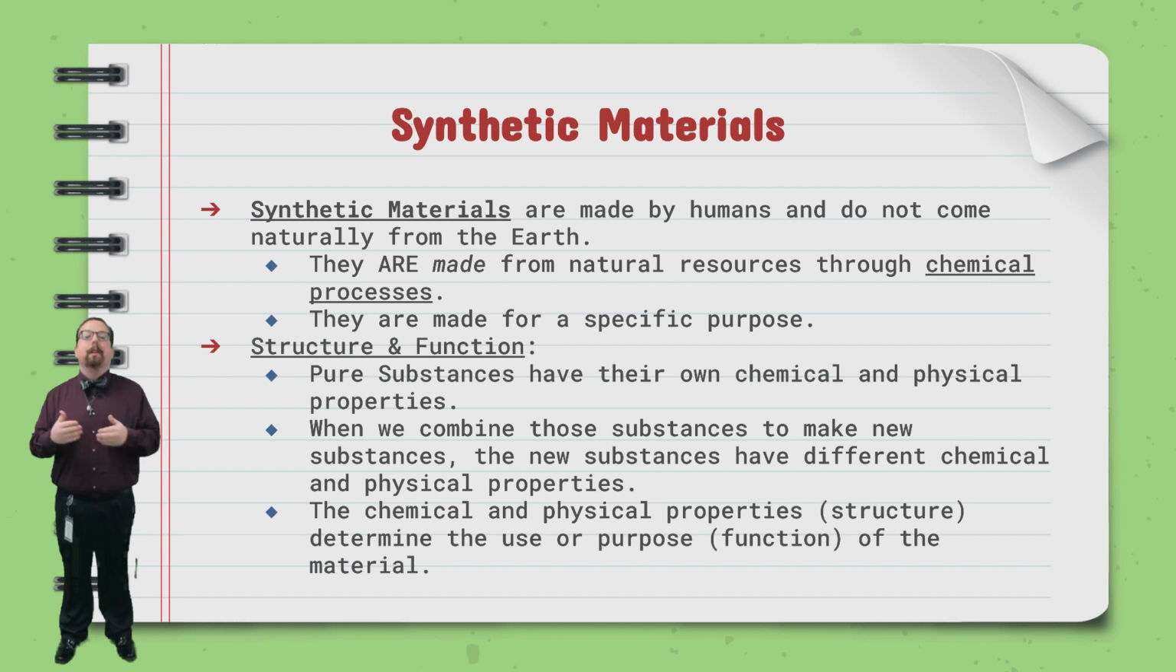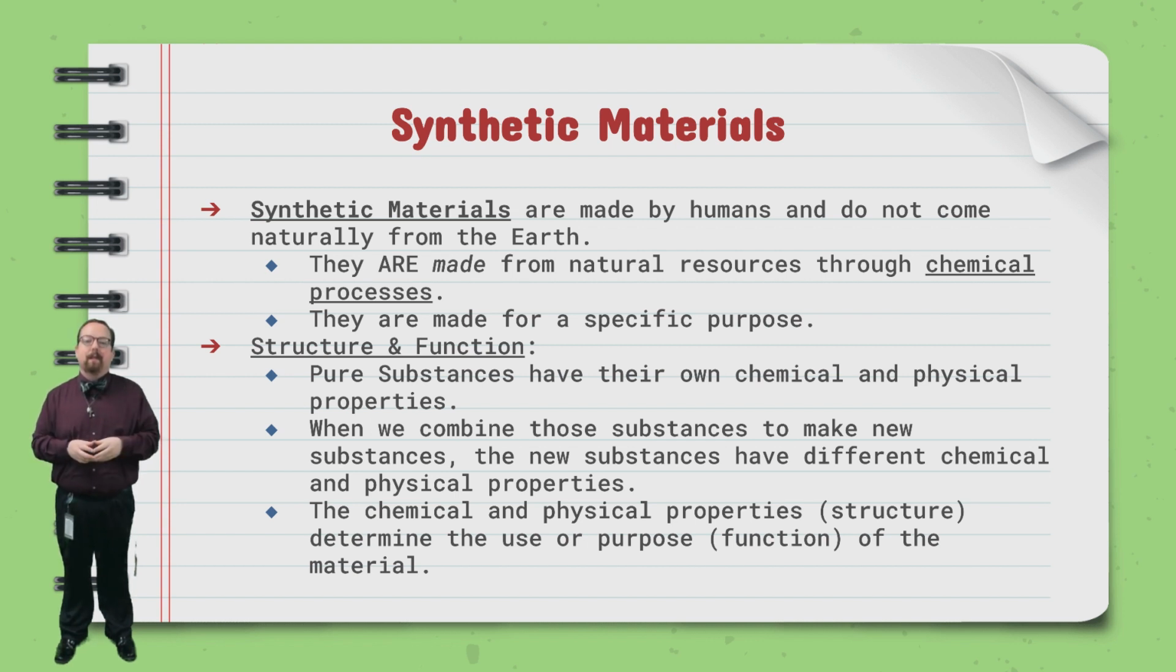Synthetic materials are made from natural resources, but we take them through some series of chemical reactions in order to create something new. When we take the time to figure out how to make something new, we don't usually do that just for fun. All synthetic materials have a specific purpose that they were designed for. If we didn't have a need or want that particular material, then why would we bother to spend the time to make it? When we think about natural resources getting turned into synthetic materials, we have to know about structure and function to really understand what's going on.